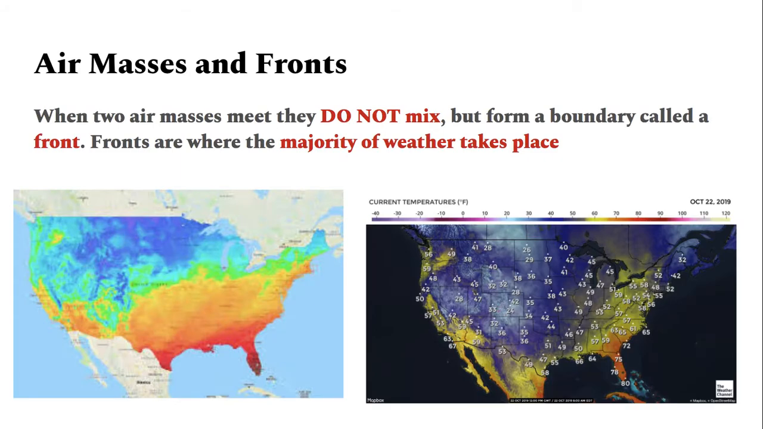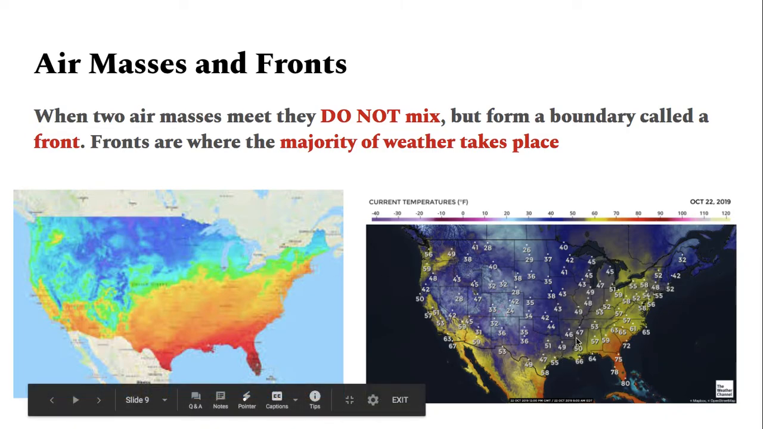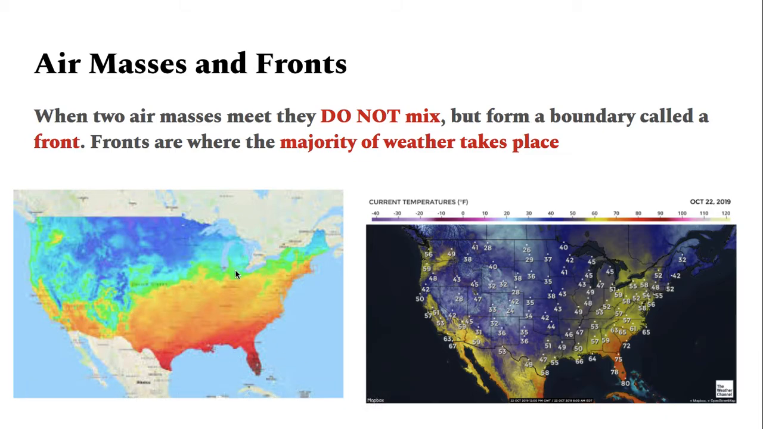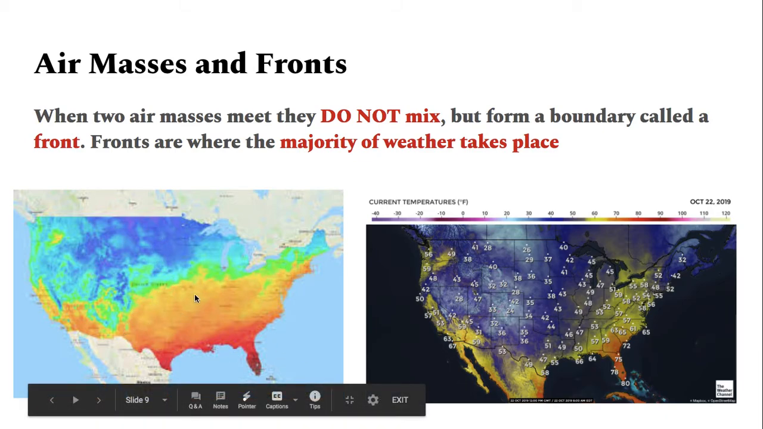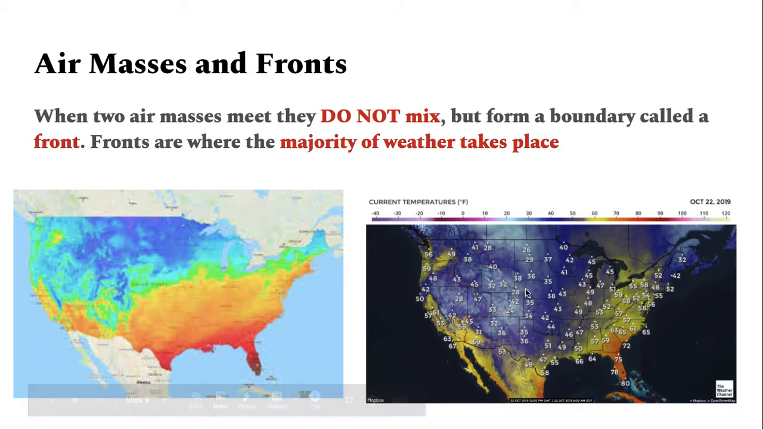So, okay, that's really snazzy. Now, what does that actually do? Well, the reason it's important to know air masses is because when air masses meet, they don't mix. They form a boundary. Here's those maps again from the second and third slide. All right, these areas where you had this, it's kind of like a line of demarcation between hot and cold temperatures. That's called a front. A front is where air masses meet, and it's where most weather takes place.